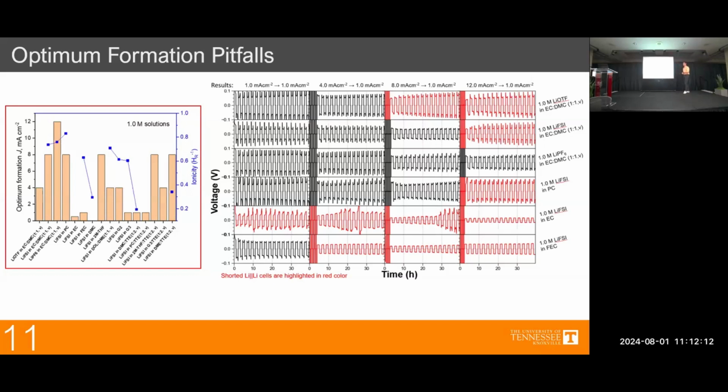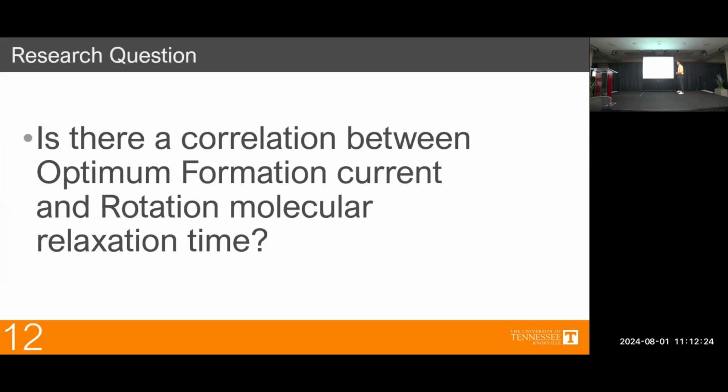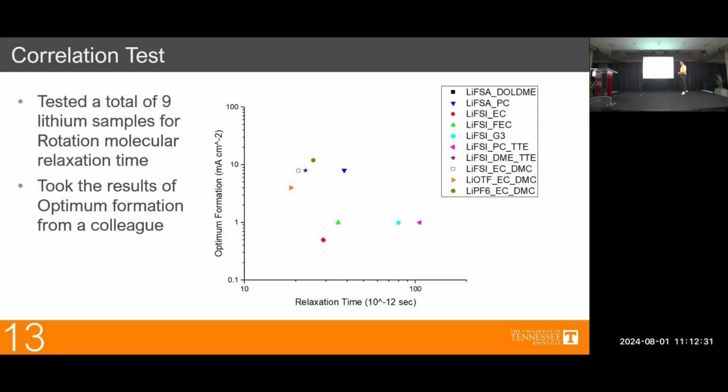So my mentor had an idea, with a fellow colleague, that this optimum formation current is potentially correlated with molecular rotational relaxation time. So we went ahead and did some correlation. The question was: is there a correlation between the optimum formation current and rotational molecular relaxation time? We did some correlational testing. The left side, the optimum formation, was taken from a colleague from Australia, because he had already done this with the chemicals here. He gave us the chemicals, and I did my BLS on those to get the relaxation time. Unfortunately, we only got a total of 9 done this summer.